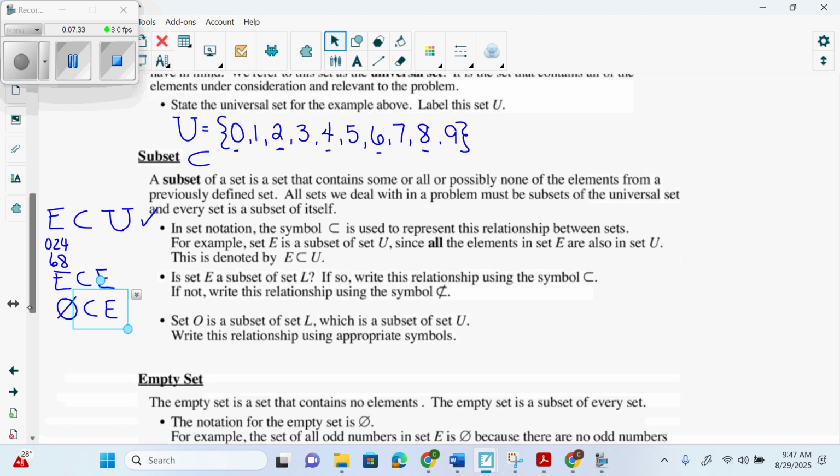So let's look at this bullet. It says, is set E a subset of set L? Sometimes they use the word subset. Sometimes they use the symbol. So they could ask, is E a subset of L? Or we could write E, the subset symbol, L, question mark. They mean the same thing. You can use words or you can use symbols. So in order for E to be a subset of L, everything in E must be in L. If at any point in time one of them doesn't work, it's done. It's not a subset.